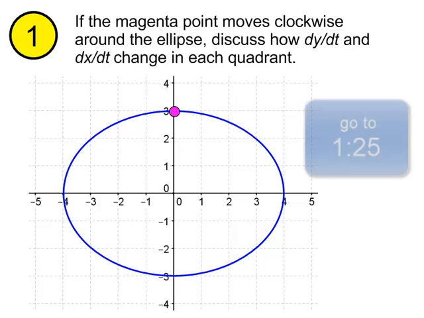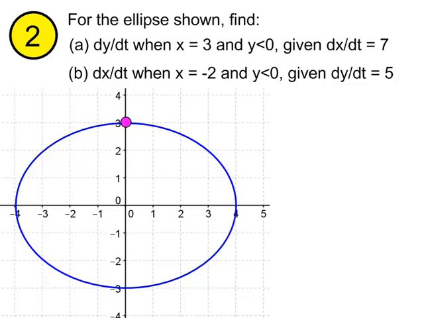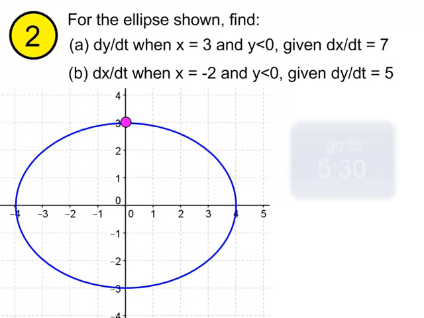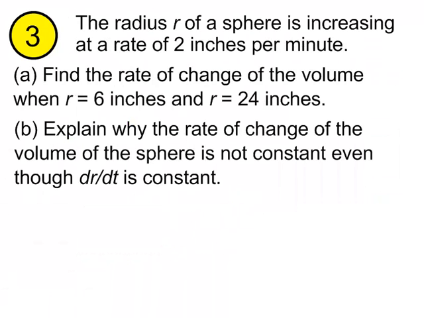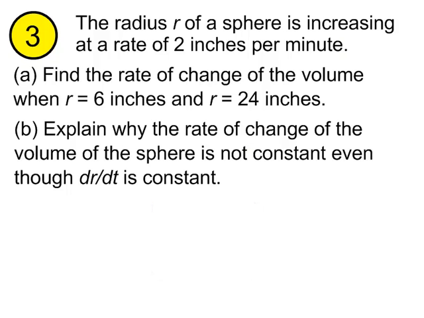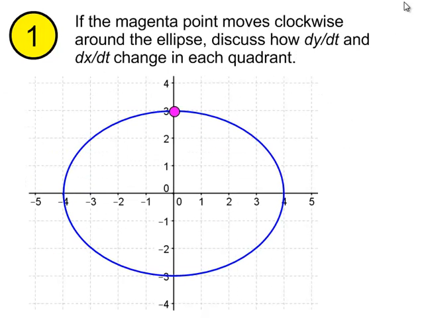Let's look at the 3 exercises we're going to do in this video. The first one is really just a conceptual look at a point moving around an ellipse. The second one is where we get into more detail and we actually do the related rates process as outlined in those guidelines. And the third one is where we look at a sphere that's growing and its radius is growing as well as its volume, and we want to relate the rate at which the radius grows to the rate at which the volume grows. So let's go back to the first one.